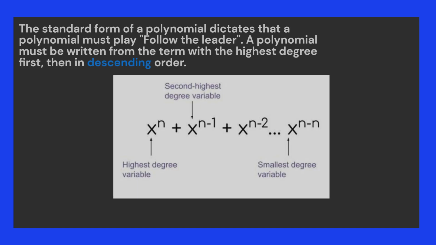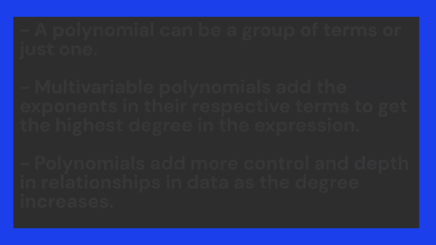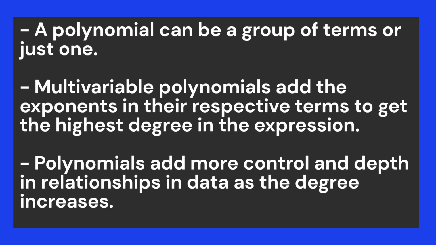The standard form of a polynomial means that the polynomial plays follow the leader. The terms are written in order from greatest to least, based on their exponents. In short, a polynomial can either be a group of terms or just one. Multivariable polynomials add their exponents in their respective term to get the highest degree in the expression. Polynomials add more control and depth in relationships in data as the degree increases.